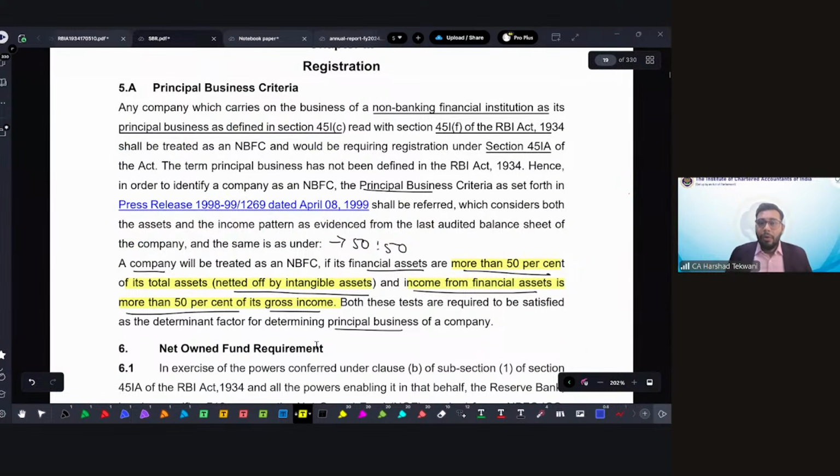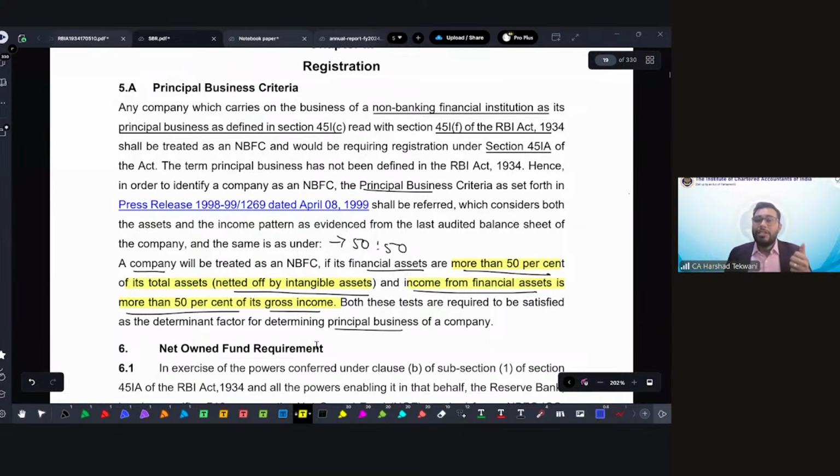Okay. Now, once you satisfy this criteria of principal business, then you are required to first of all obtain a certificate of registration, and then you are required to maintain the net own funds as specified by the RBI. So in order to carry out the business of the NBFC, first meet the 50-50 criteria, apply for the registration, and meet the requirements of net own funds.